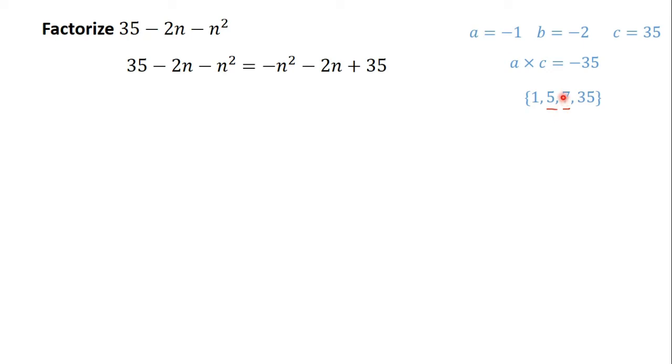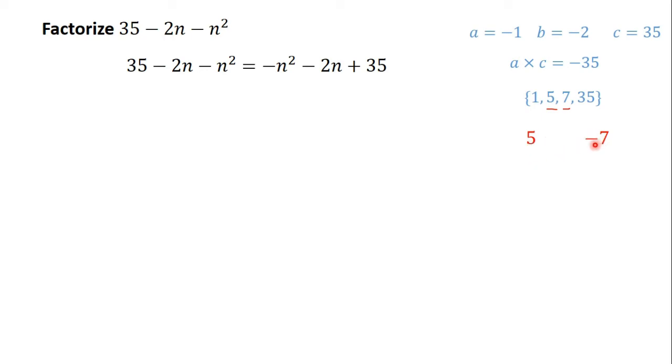Let's negate 7. If we make 7 negative, we will have 5 and negative 7. 5 plus minus 7 will give us minus 2. 5 times minus 7 will give us minus 35. So it means that if we negate 7, it will satisfy both conditions. So the two numbers are 5 and negative 7.